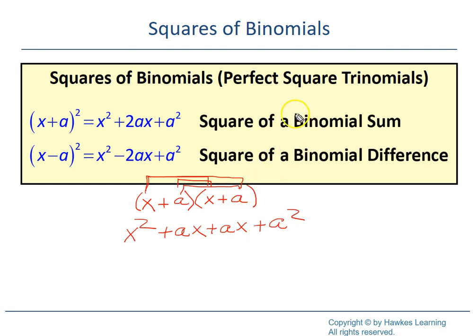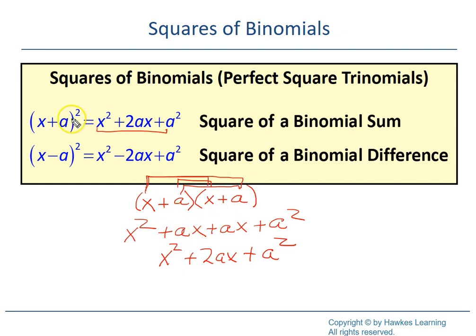Now here, again, as part of our special products, when we are squaring a binomial, notice that our inners and our outers are the same. So in a sense, we double this, and we get x squared plus 2ax plus a squared, which is what they're showing.